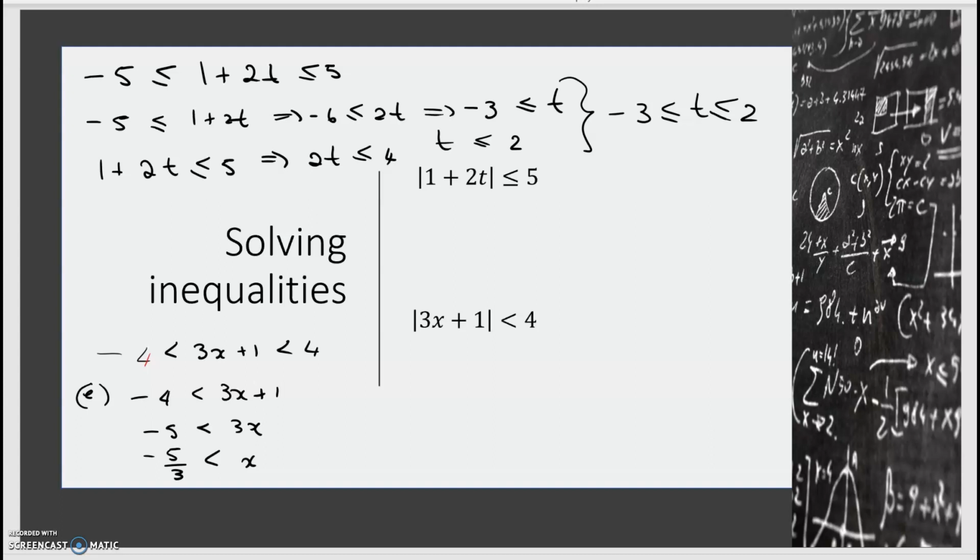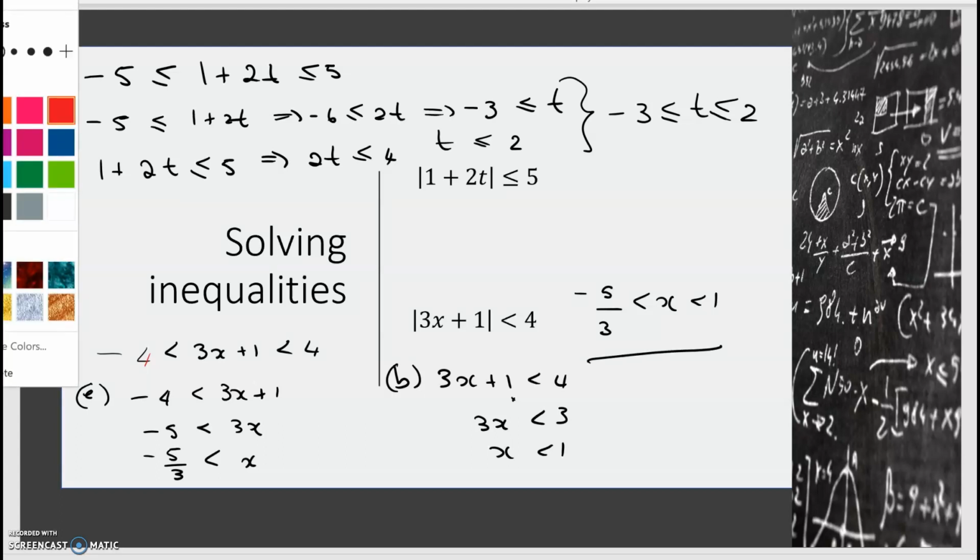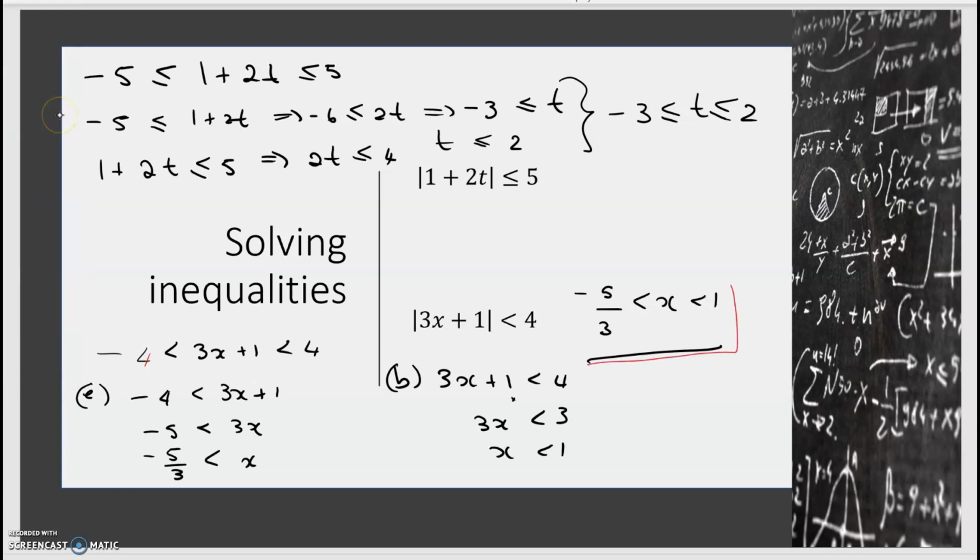Don't have to reverse it this time because it is a positive that we're dividing with. On the other side, we'd have that 3x plus 1 is less than 4. Shifting the 1, then we'd have 3x is less than 3, so x is less than 1. So putting those together, then we have that negative 5 over 3 is less than x, which is less than 1. And then that is the solution there. And this is the solution for that one.